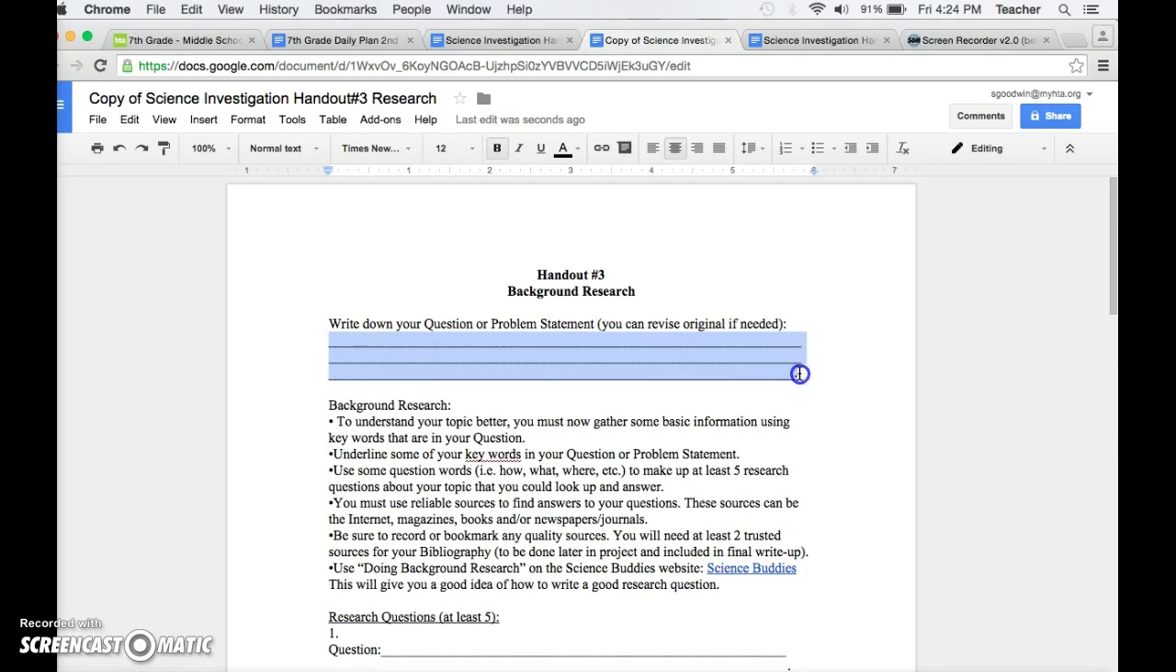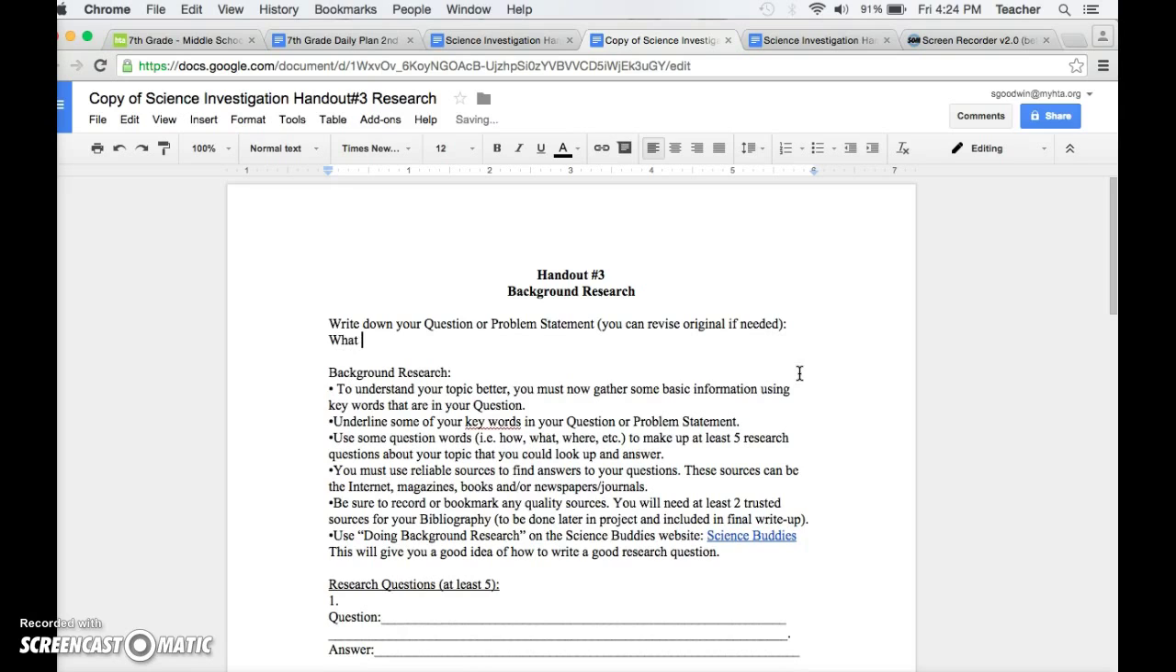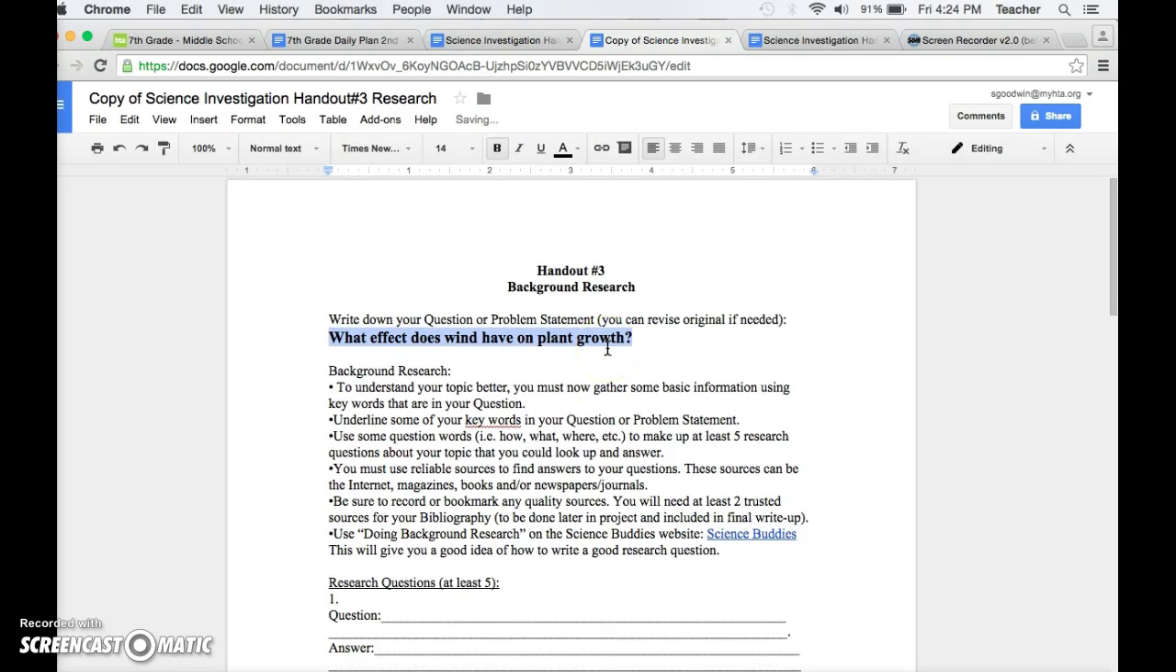Here's my, I chose a 7th grade life science topic. It has to do with plants, so 8th graders, this is a 7th grade topic. Don't worry about that though. And my question was, what effect does wind have on plant growth? I'm just going to put that in bold or make it larger so it sticks out a little bit.